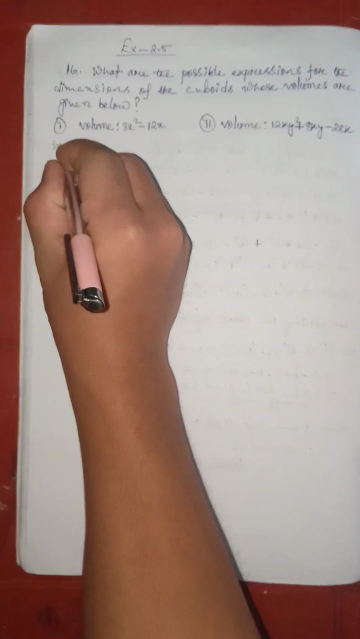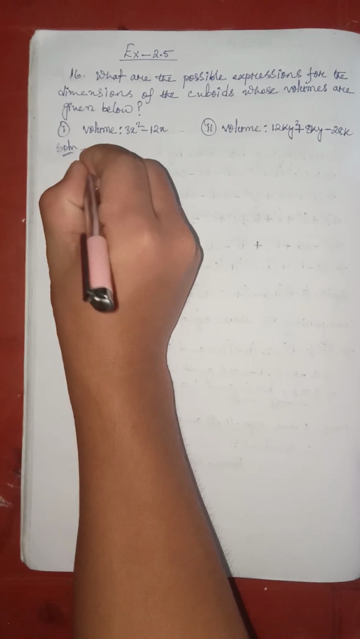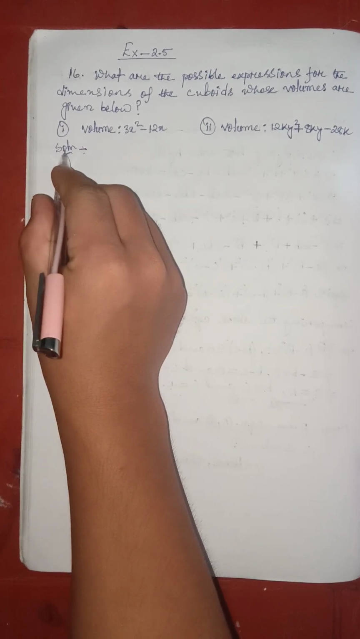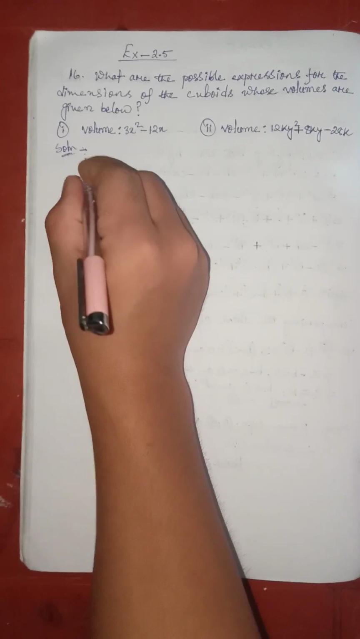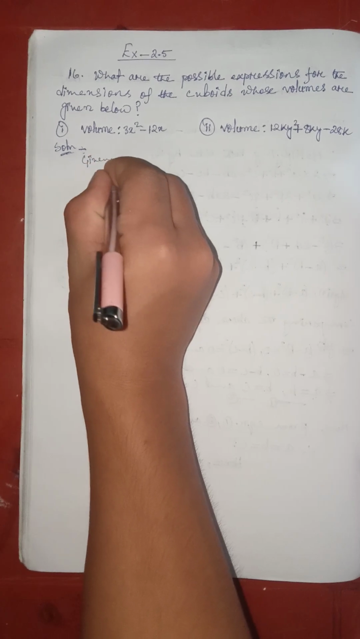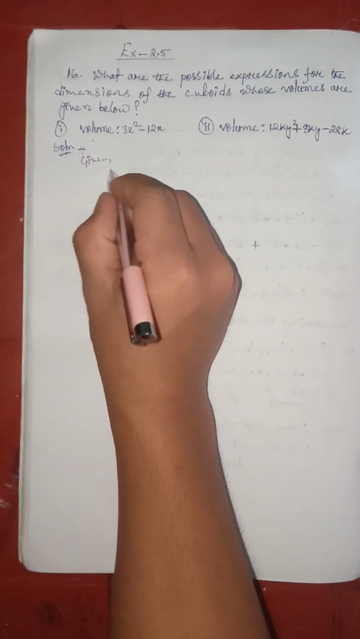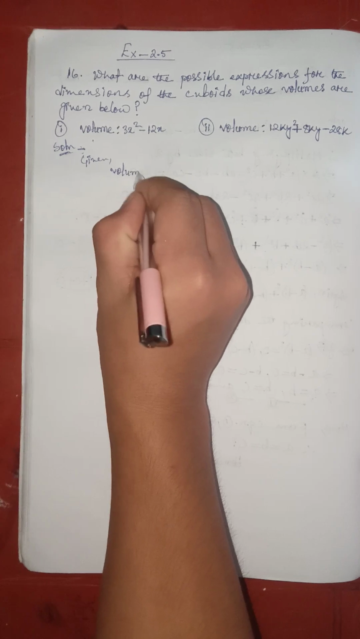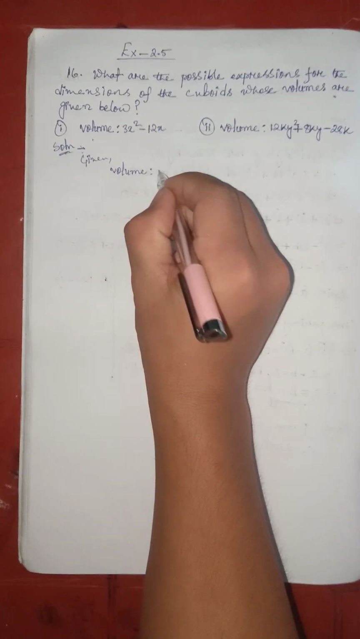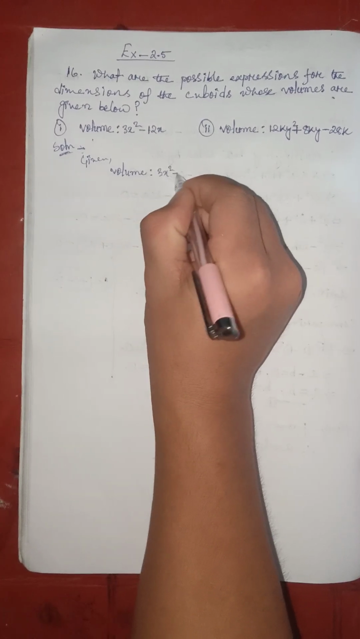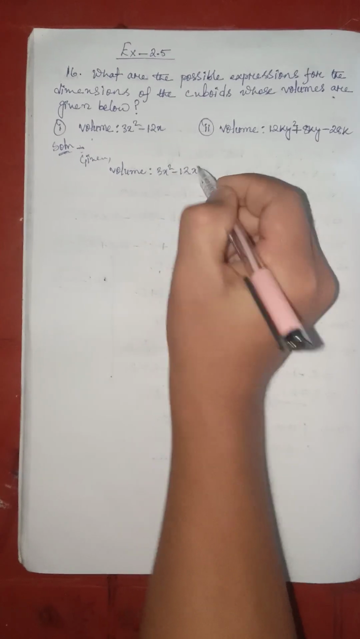Let us move to the first Roman number, where the volume is given as 3x squared minus 12x. Without delaying much time, let us begin. To begin with, we write solution and given. What is given? It is the volume. Let us write it: 3x squared minus 12x.